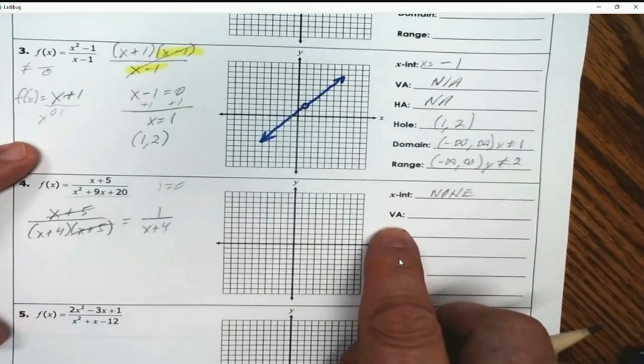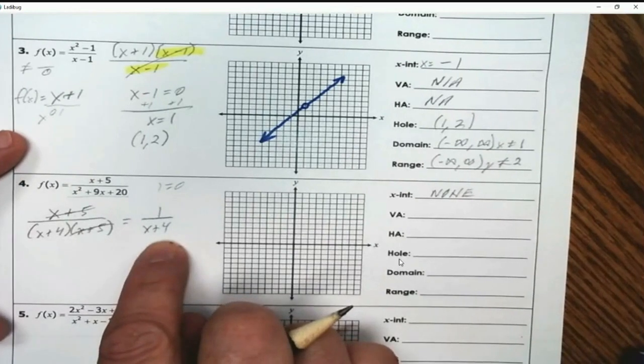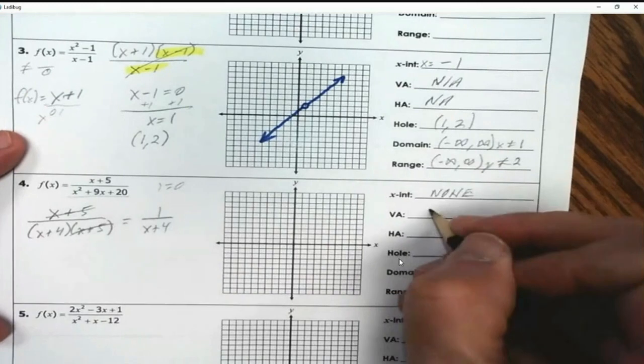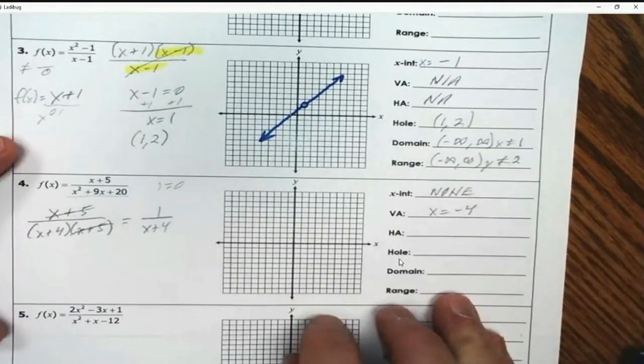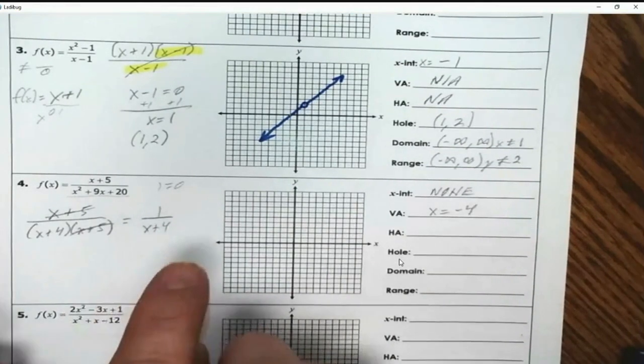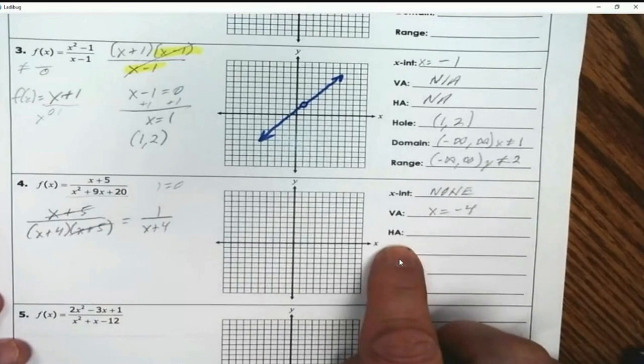Vertical asymptote. The denominator equal to 0, x plus 4. So the vertical asymptote is going to be at x equals negative 4, right? Because x plus 4. Vertical asymptote. Horizontal asymptote.